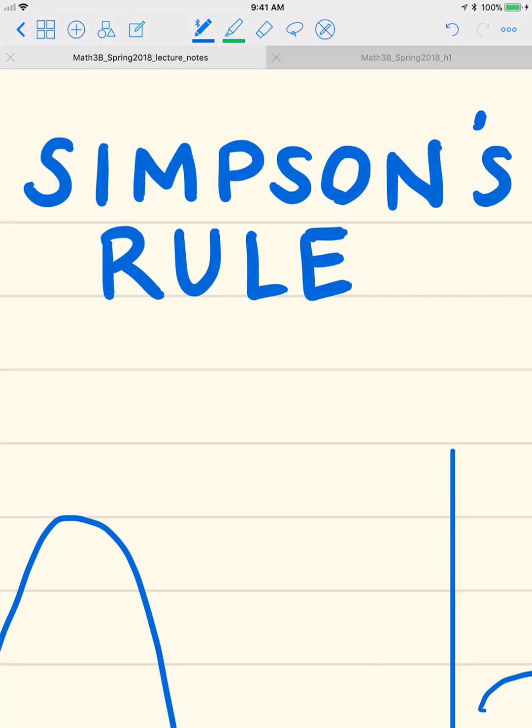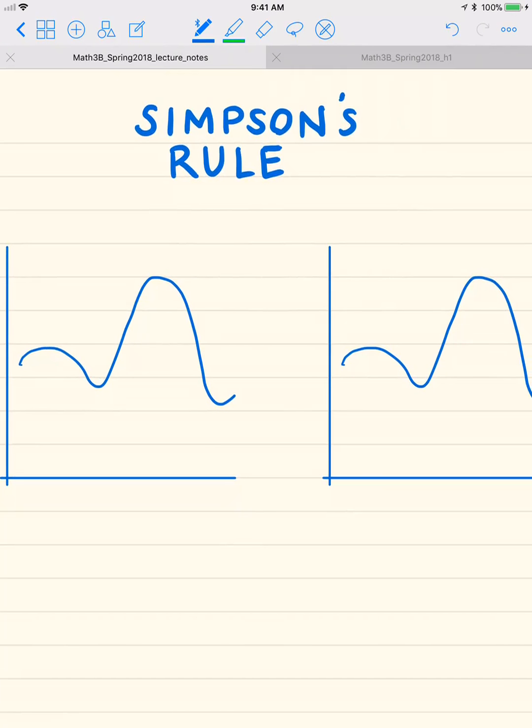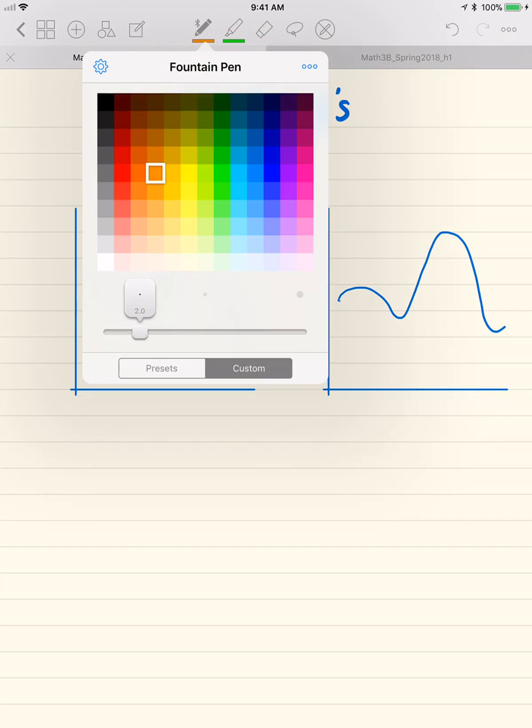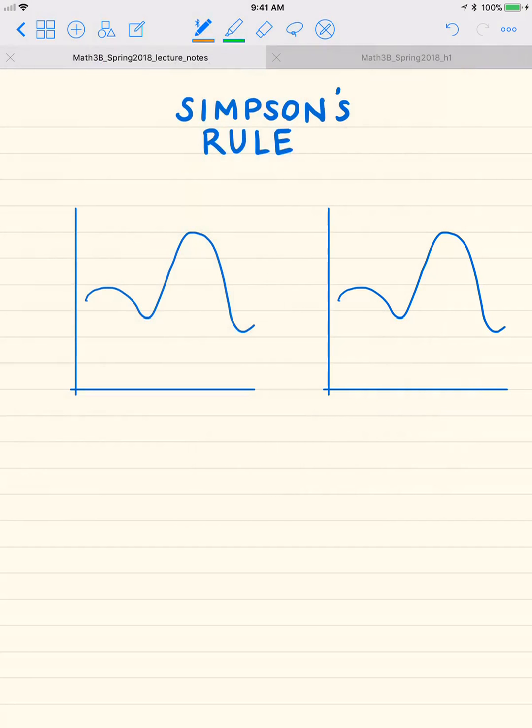So we're discussing Simpson's rule, and Simpson's rule was developed by an English mathematician, Thomas Simpson. He lived in the early 1700s. So to understand Simpson's rule, we need to go back to the trapezoidal rule. Now, let's review what we did for the trapezoidal rule.